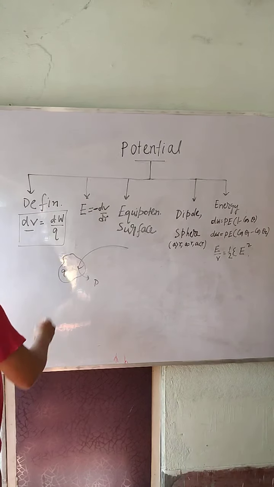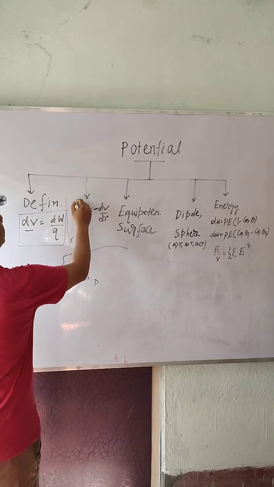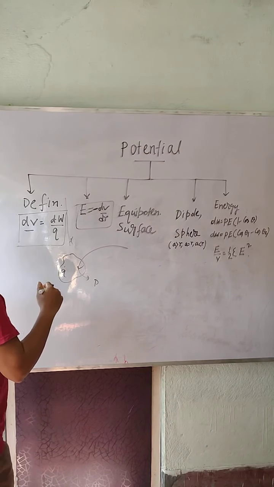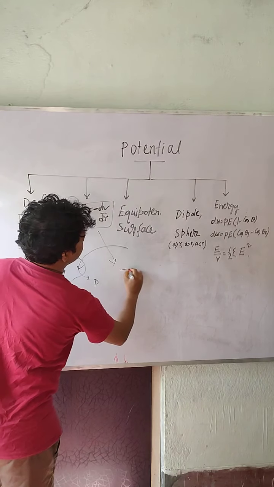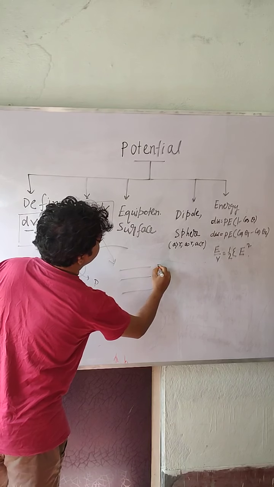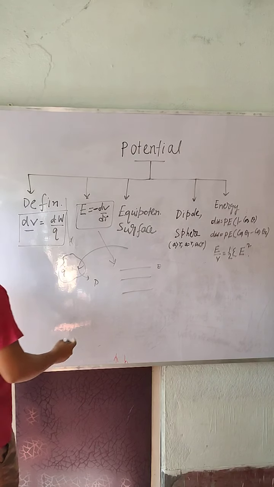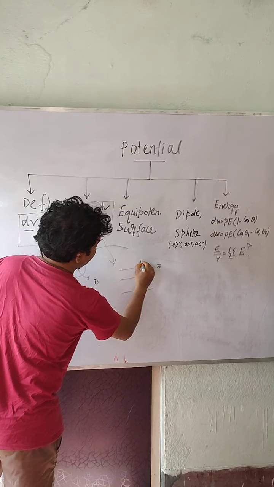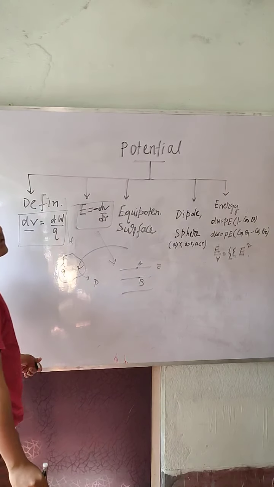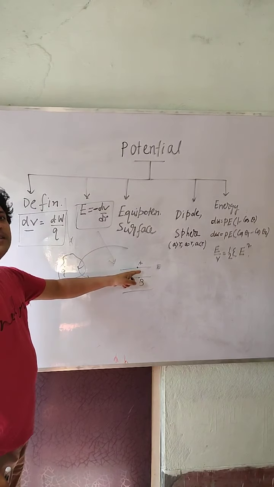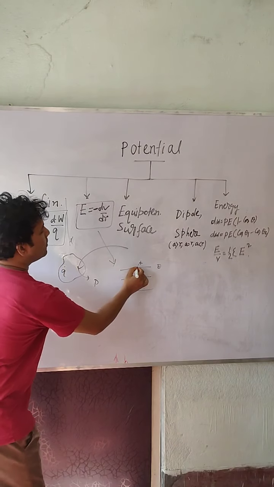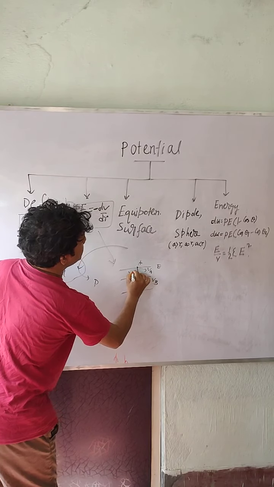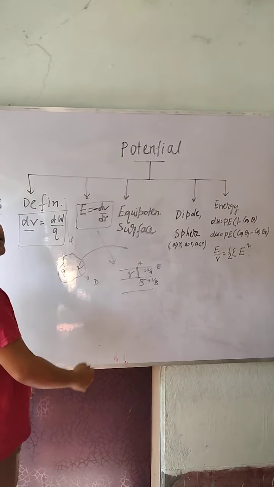So the first part is done, and now the second part is the relation between electric field and potential. For that I am taking a continuous force field E, and we want to move a charge from point A to point B. Now, what is the potential at those points? This is VA and this is VB, and the distance between these points is R.